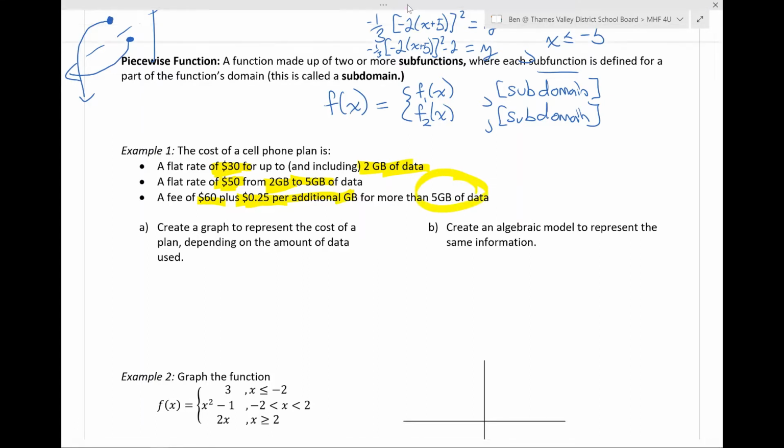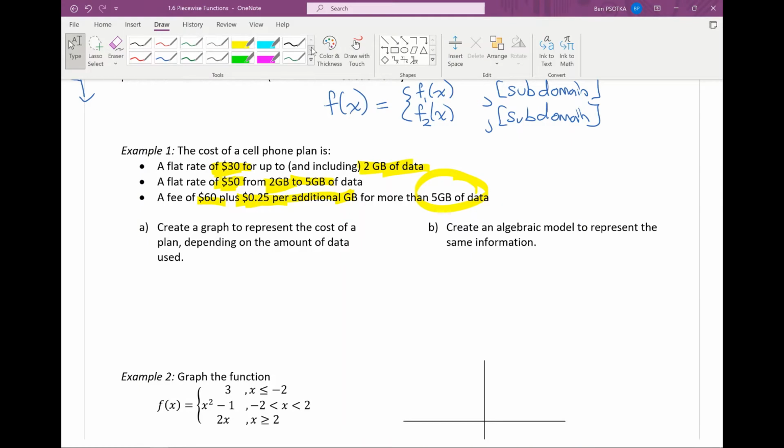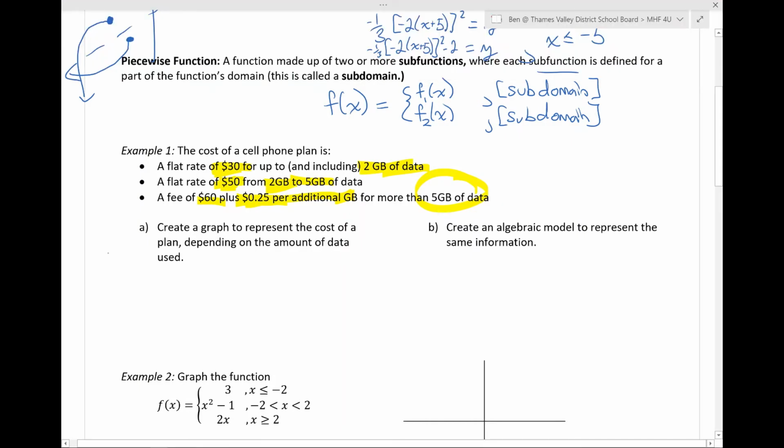So something like this, if we're just going with a very rough sketch, then what's actually going on here is we'll have the input on the bottom. So that's the amount of data. And our units here would be gigabytes. And along the vertical axis here, we'd be working with cost in dollars. And again, this is extremely rough, and that's okay.